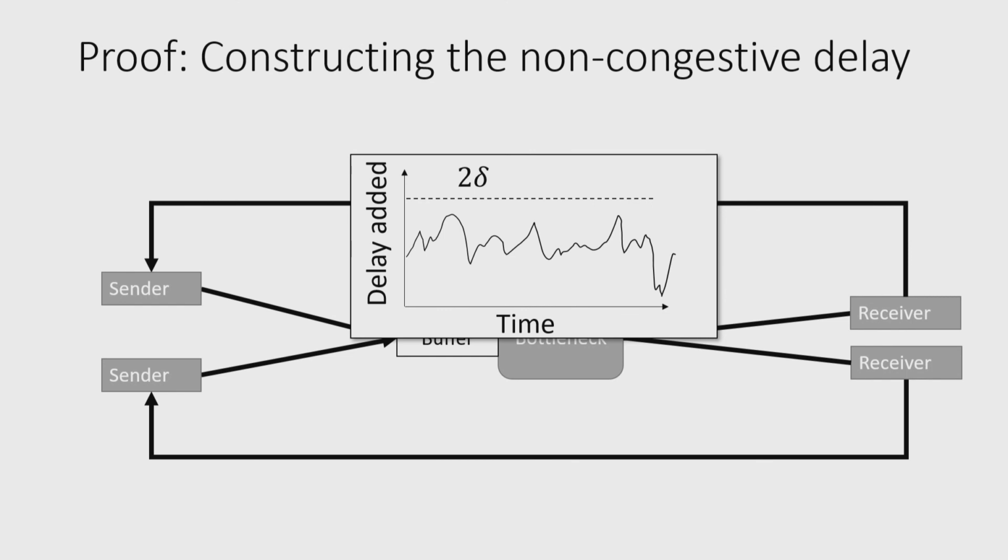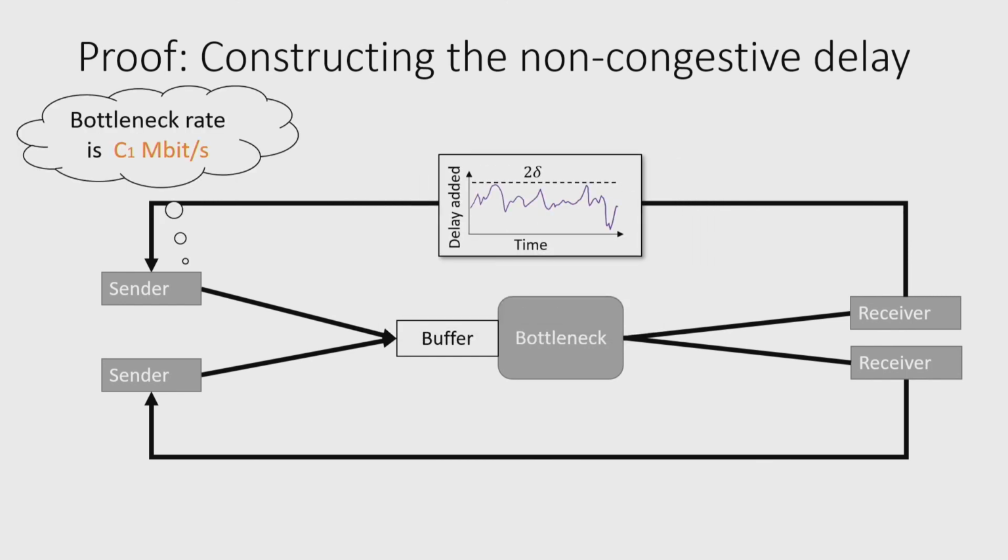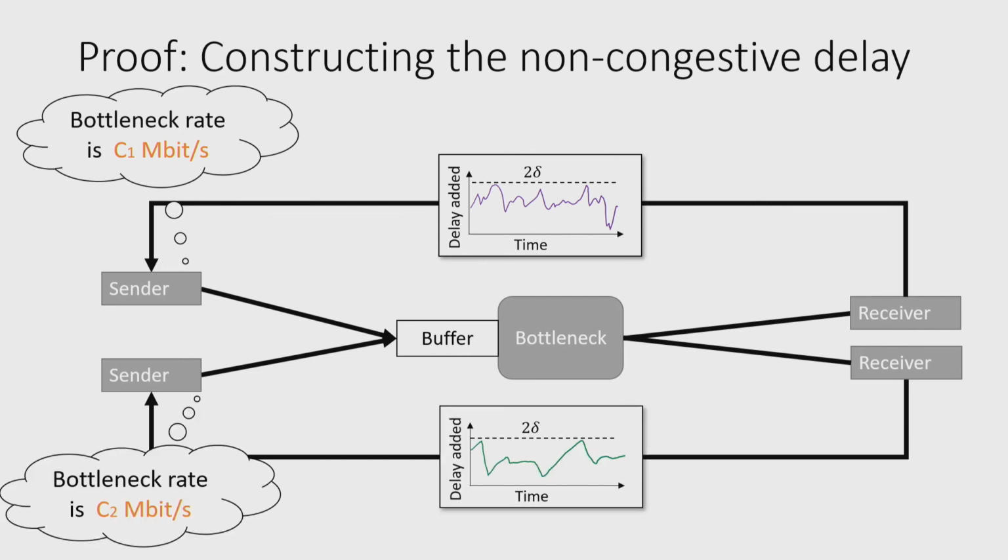And the purpose of this construction is to make the sender 1 think that it is alone on an ideal link with link rate C1 megabits per second. And because it's a deterministic algorithm, it's going to do the same thing it did last time and send at roughly C1 megabits per second. But for the other flow, we construct a different non-congestive delay, which makes it think it's on a link with rate C2 megabits per second. And even though they share the same bottleneck, they think they're alone on very different link rates, so they're going to send at very different rates.